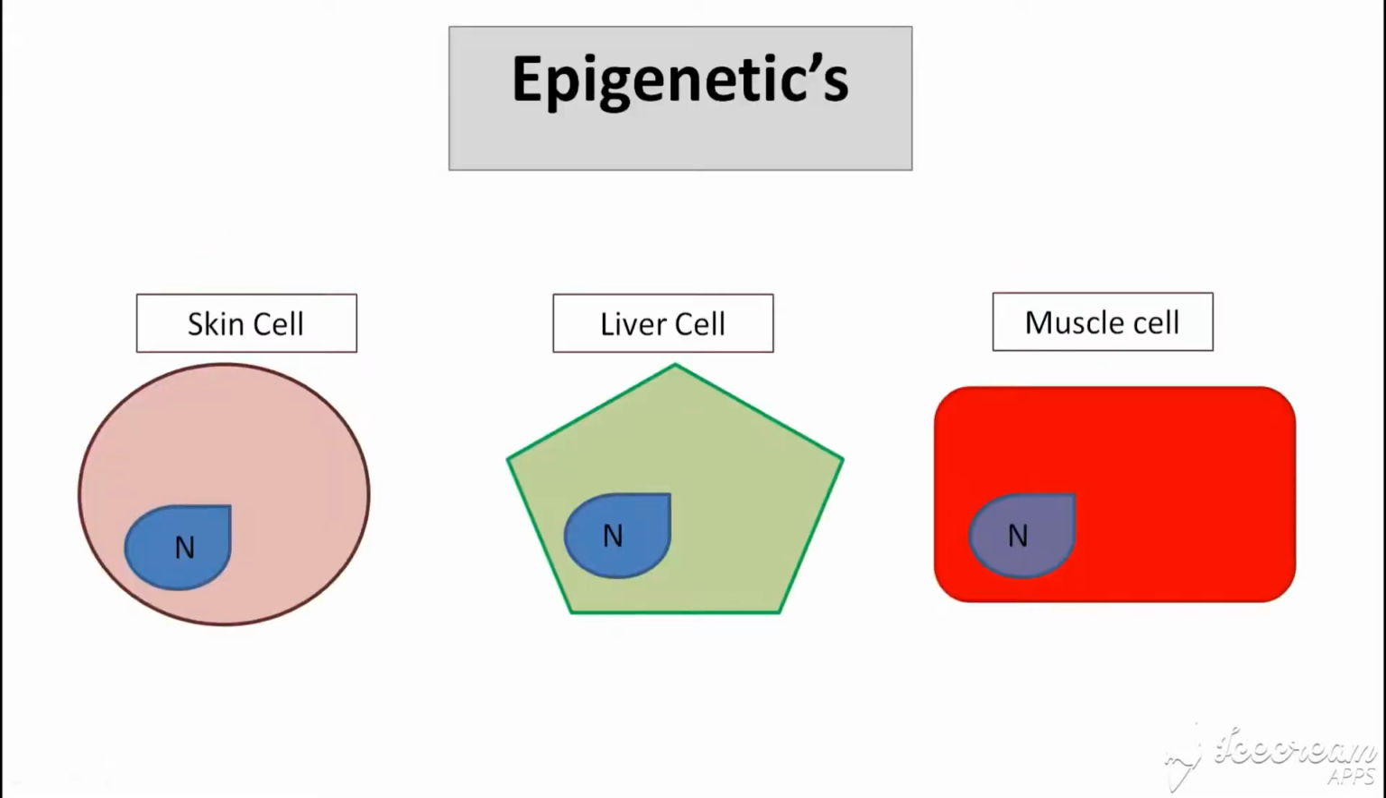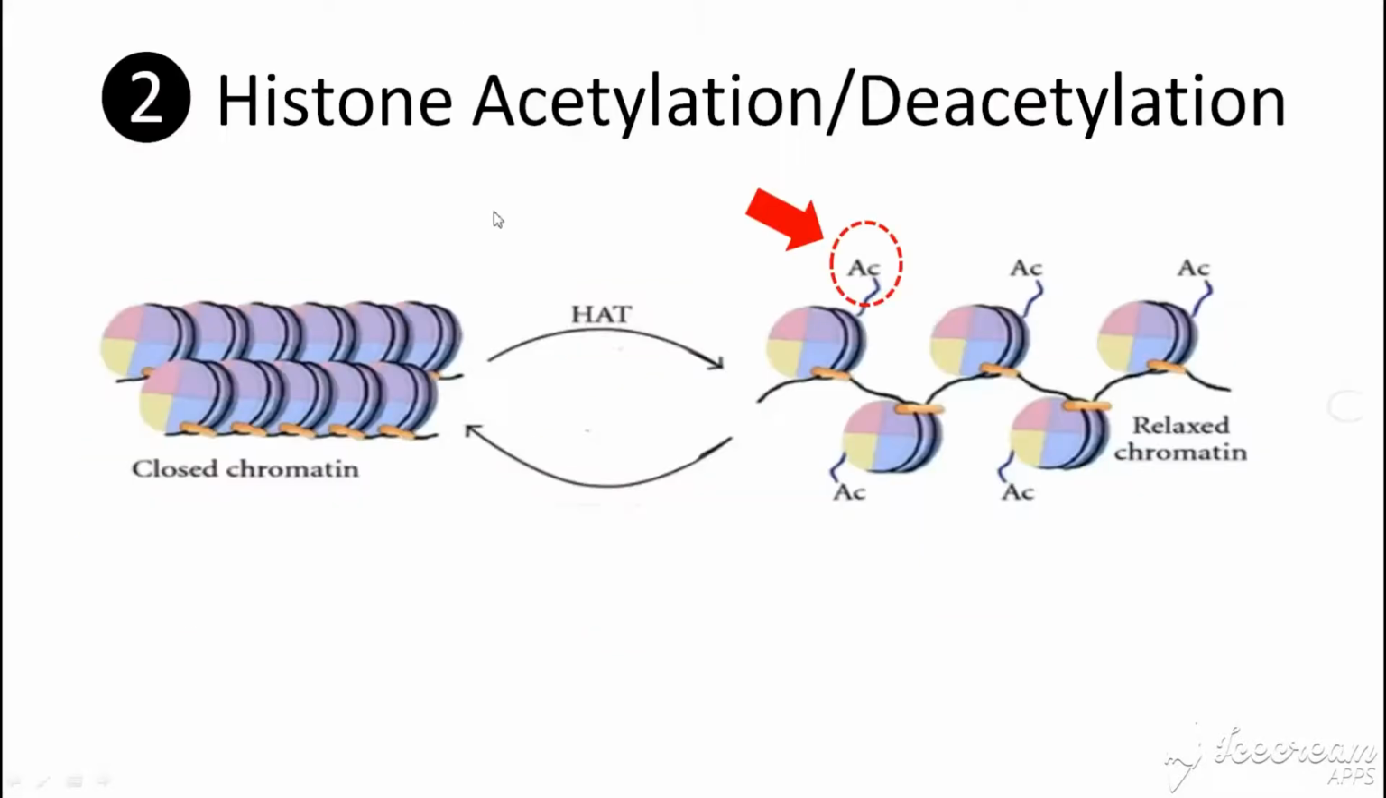For example, if we go to a liver cell and look at its DNA, we're going to find that the genes that are responsible for skin cell function are going to be methylated. So they're going to be inactive in the liver cell. The second epigenetic process that we're going to talk about is called histone acetylation and deacetylation. This is the process of adding or removing acetyl groups on the histone proteins.